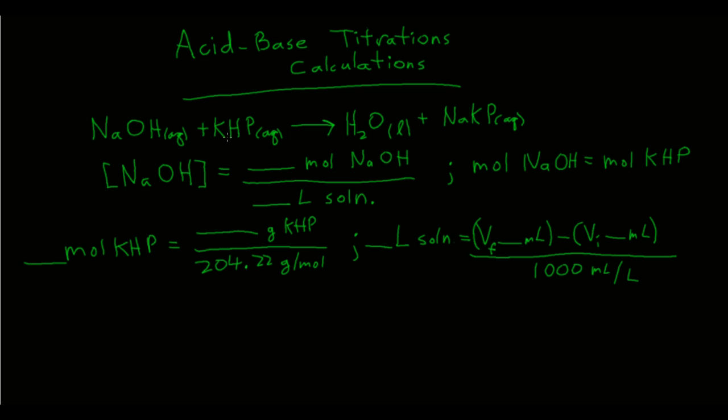The only thing you really need to know about the KHP, well, two things. One is that it's a monoprotic acid, meaning that the mole-to-mole ratio between sodium hydroxide and potassium hydrogen phthalate, KHP, is 1:1. The other thing is the molar mass of KHP, which you should put in your table of constants. Use 204.22 grams per mole. So it's a 1:1 mole ratio.